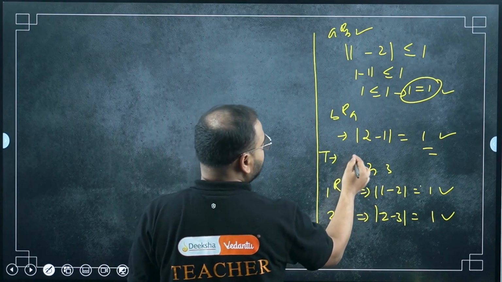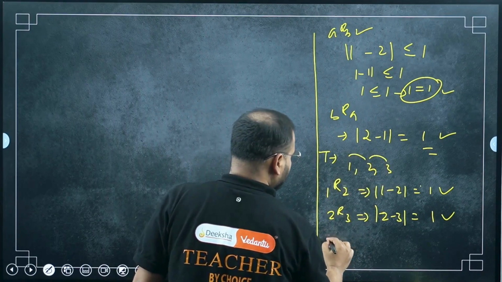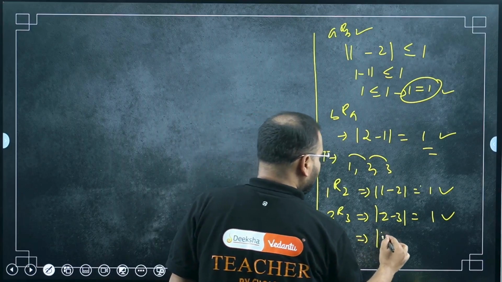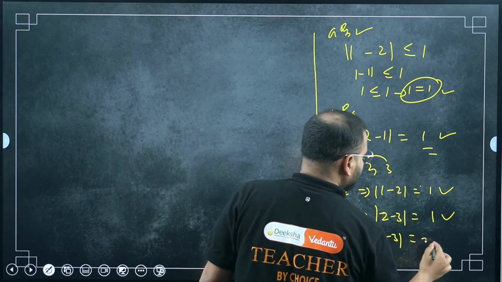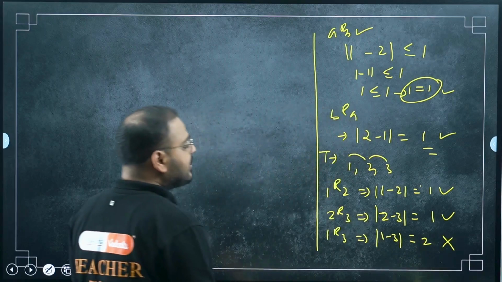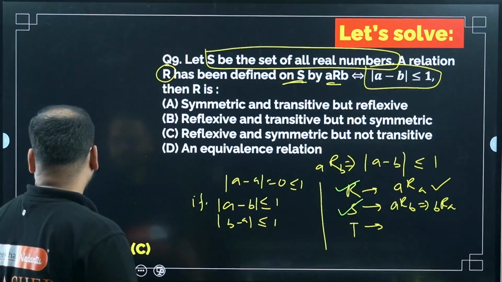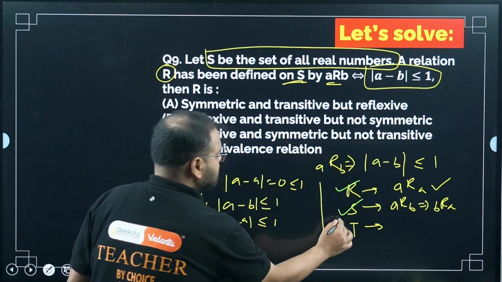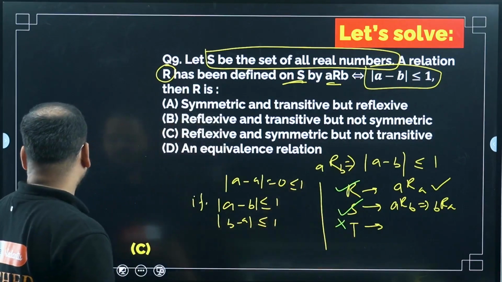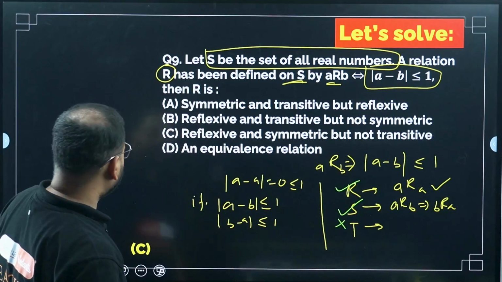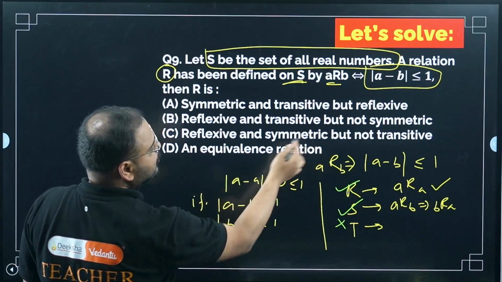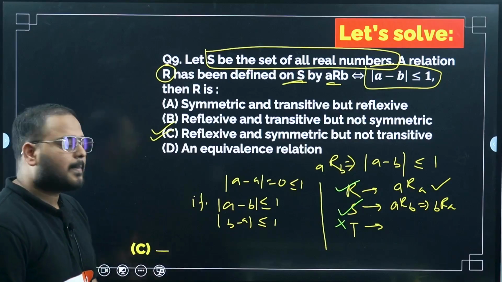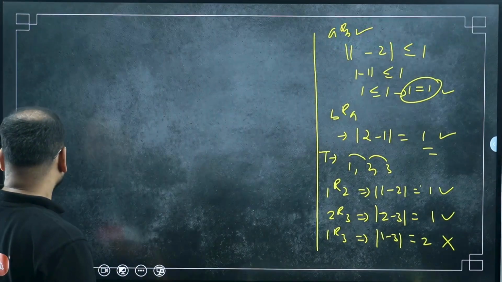What about next? 1 R 2 and 2 R 3 means 1 R 3. How will 1 R 3 look? 1 minus 3 mod, how much will that be? 2, so not less than or equal to 1. Transitive is not possible. So only reflexive and symmetric, yes, but not transitive. So option C. Okay, correct. I hope you understood it.